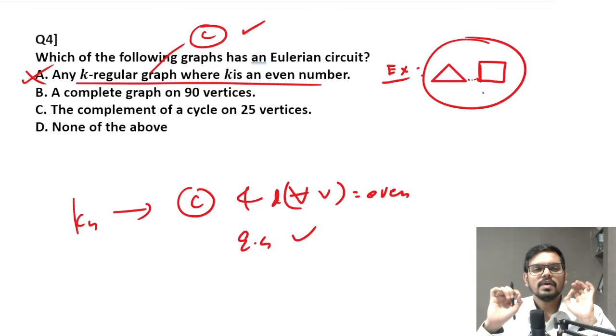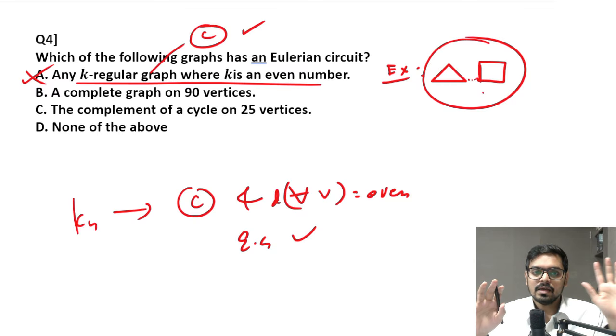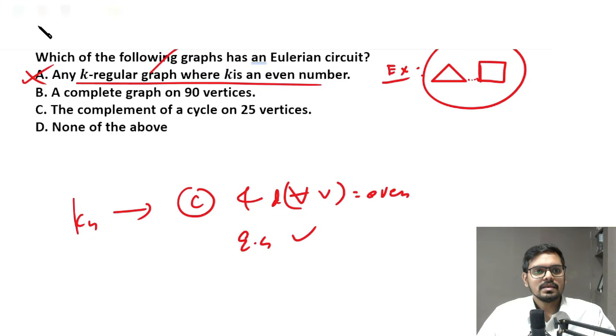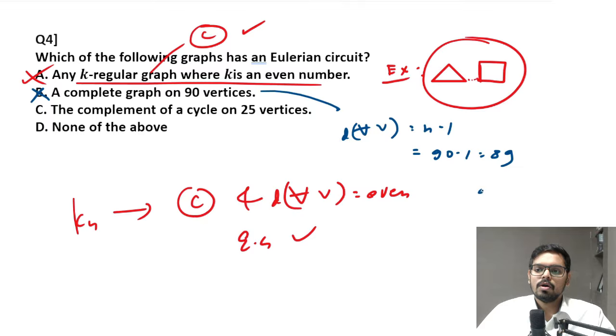If they just modify the option and say any connected k-regular graph where k is even, then yes, Eulerian. But here "connected" was missing, so very critical. So option A is incorrect. Option B, a complete graph of 90 vertices, is definitely not Eulerian. The reason is, in a complete graph all the vertices have degree n minus 1. So here 90 minus 1 is 89, so the degree is odd. Whenever you get odd degree, those graphs are never Eulerian. Now come C and D. If C is correct, D is incorrect. If C is incorrect, D is correct.